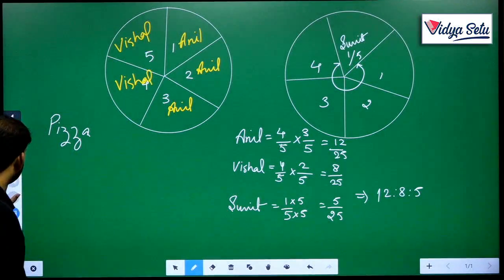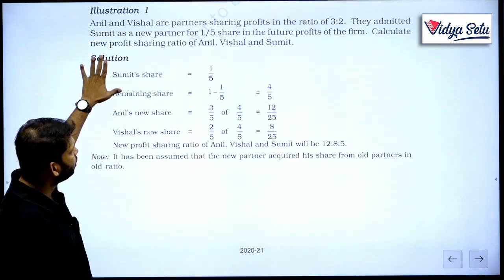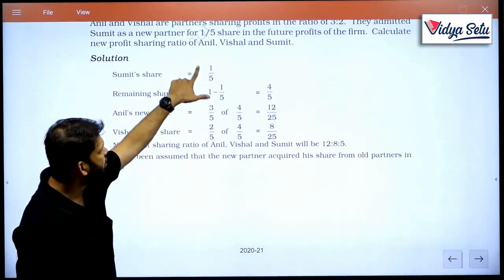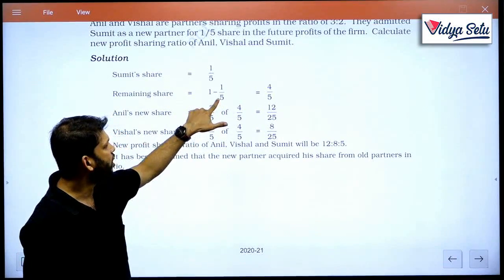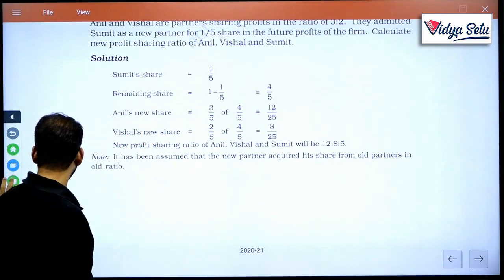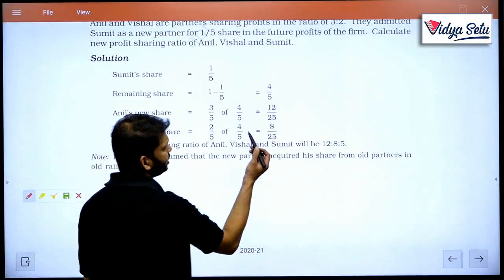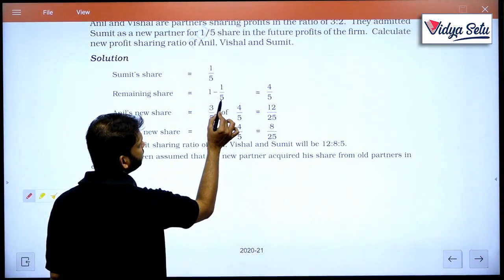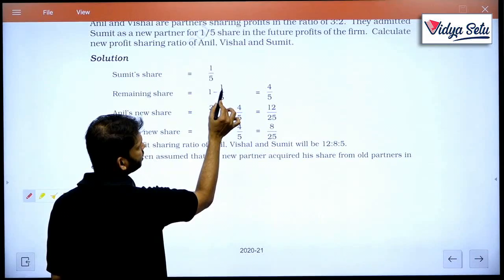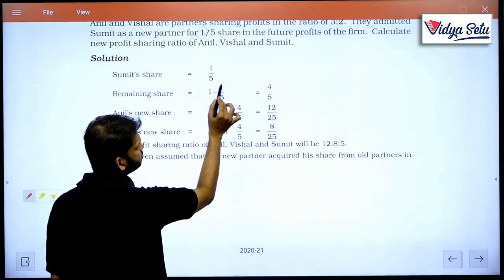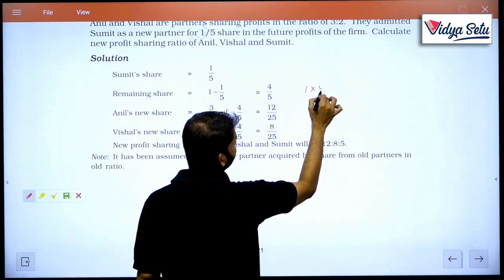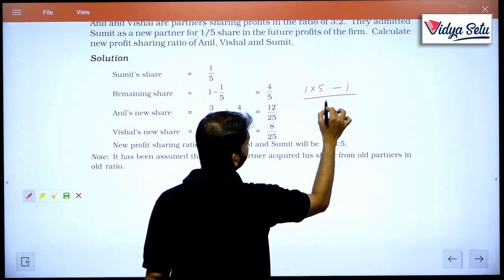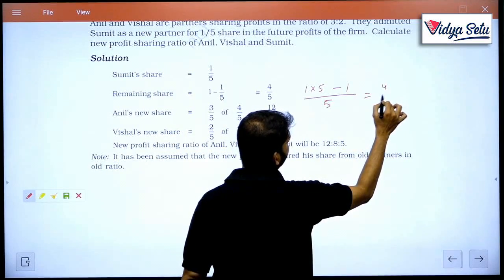Let's look here. So Sumit's share is 1 upon 5. So out of the entire pizza, if we subtract Sumit's share, what is remaining? Remaining share of 4 upon 5. How do we solve this? If you already know, we take the LCM. If you don't know, I'll tell you the simplest way. Multiply 5 by 1, minus, divided by 5. So 1 multiplied by 5 minus 1, upon 5. So it comes to 4 upon 5.